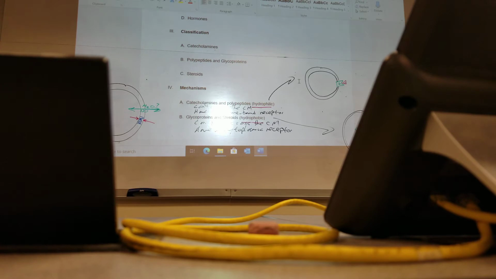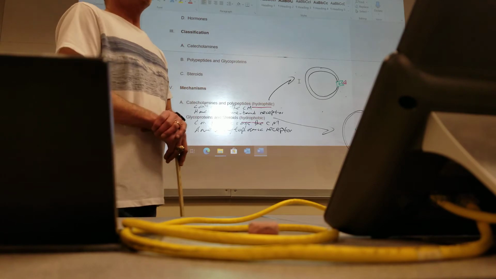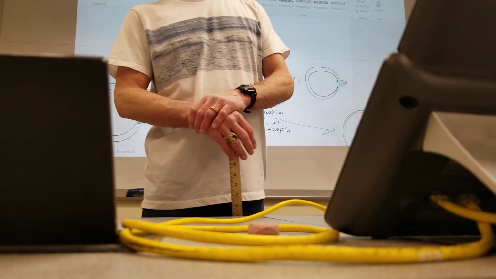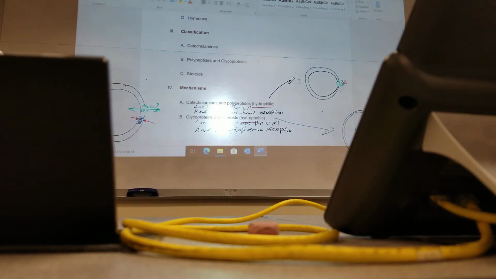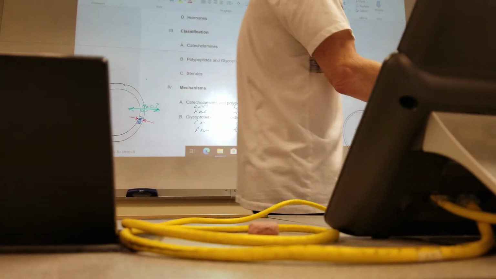So if something is made from, and tyrosine is an amino acid, just like glycine, tryptophan, etc. Tyrosine is one of the 20 amino acids. So if something is made from the amino acid tyrosine, it is by definition a catecholamine. An example of something made from tyrosine is epinephrine or norepinephrine.